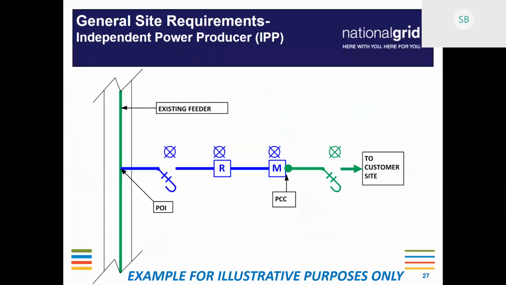So the next couple of slides are just a few examples of the minimum of what you can expect for interconnecting. This is showing an independent power producer. That term, for anyone who's not aware, is basically like a large solar field, anything that doesn't have any load associated with it. So it's just generation, just DG production.